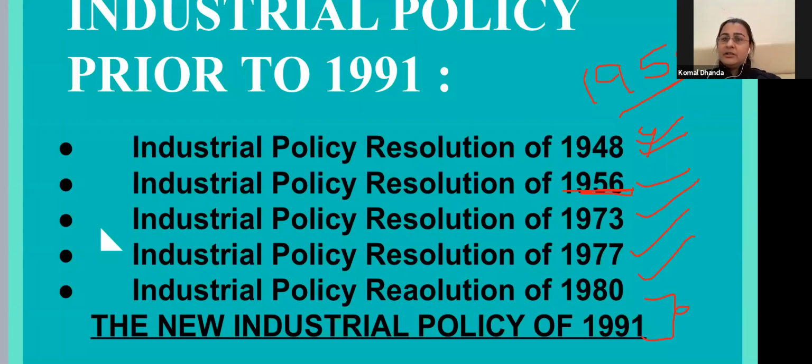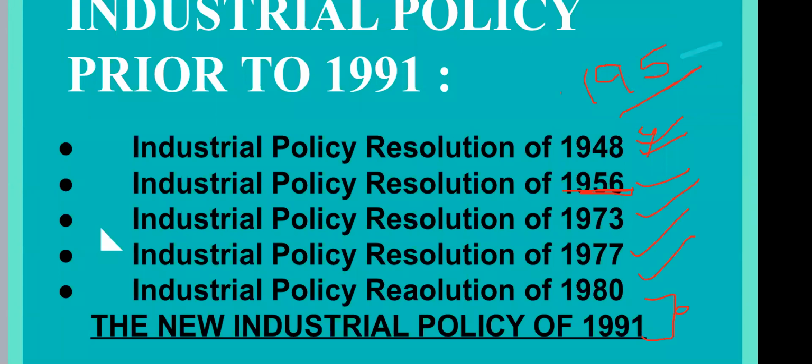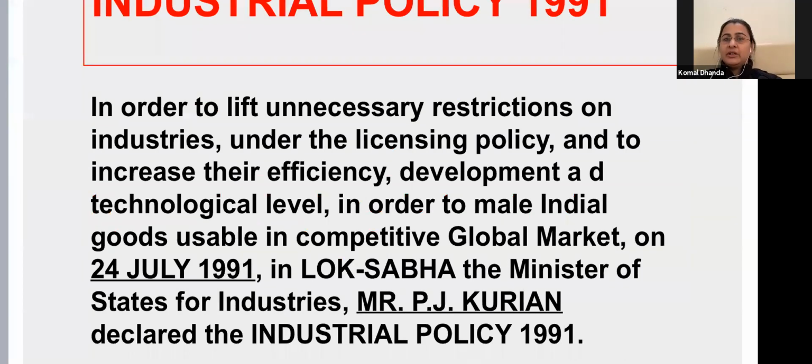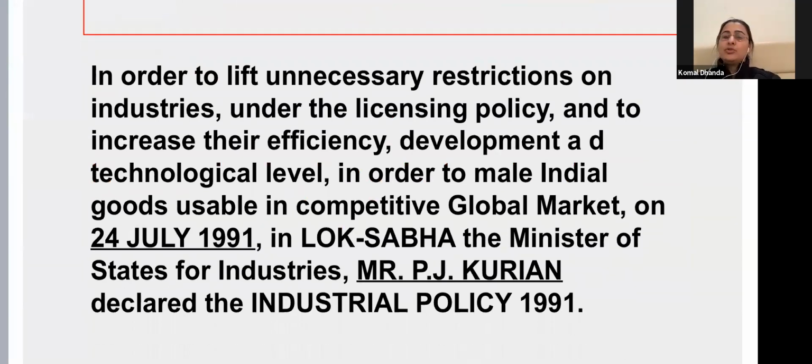So let's discuss it in detail. What is this new industrial policy 1991? It was passed on 24 July 1991 in Lok Sabha, and the Minister of State of Industry at that time was P.J. Kurian, okay, who declared the industrial policy 1991.